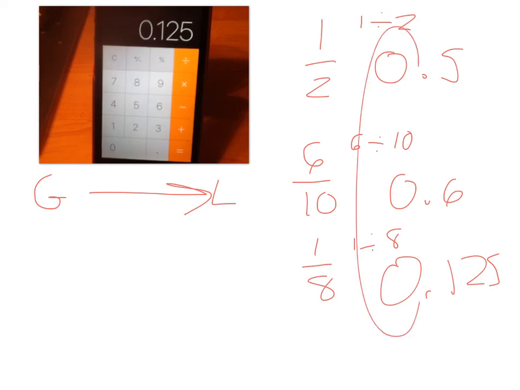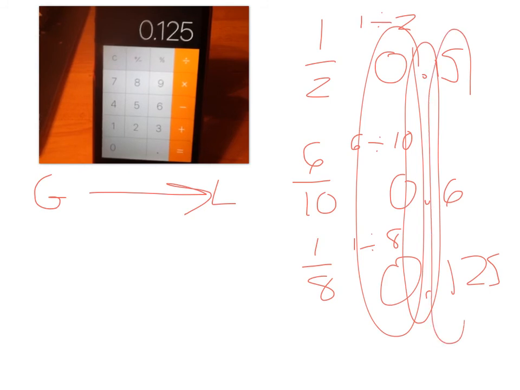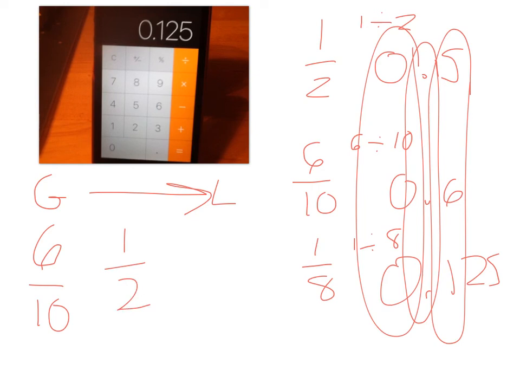Now let's check. My zeros are all the same. My decimal points are all lined up. Now looking at these, I see my 6 is my biggest, so that's my greatest. So that would be my 6/10. My 5 is my second biggest, so that's going to be my 1/2. And my 0.125, 125 thousandths, is my smallest, so that's 1/8.